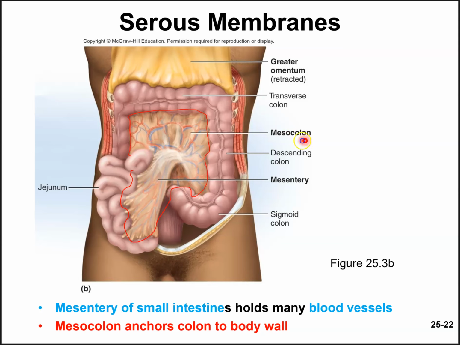Then you have the mesocolon. So the mesocolon anchors the colon to the body wall. And then you have the mesentery, which is the fan-like foldings in the intestine. Now the mesentery is actually important because you can see that it contains a whole bunch of blood vessels, which include arteries and veins that carry blood to this region and take away deoxygenated blood away from this region.